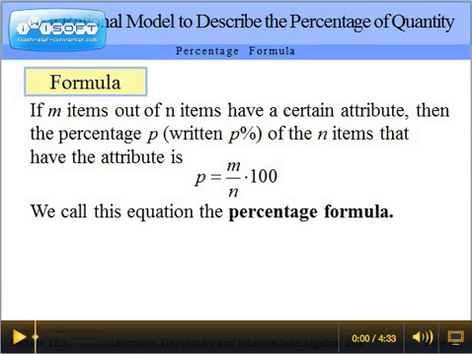If m items out of n items have a certain attribute, then the percentage p, written p%, of the n items that have the attribute is p equals m over n times 100. We call this equation the percentage formula.